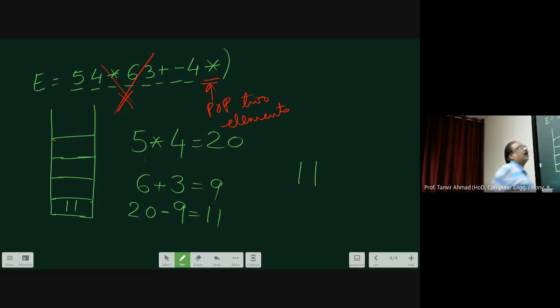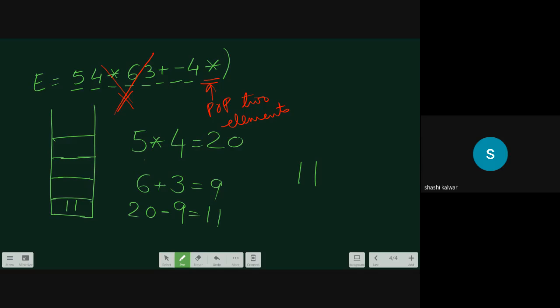Sir, we have got the 11 up to -1, no? Then we have pushed it. We have popped it into the stack. Then again 4 is remaining, sir. We will pop 4 also. Then we will get multiply.